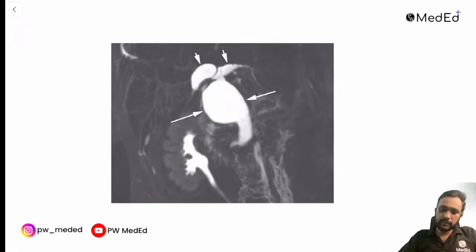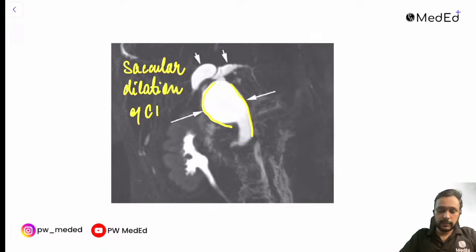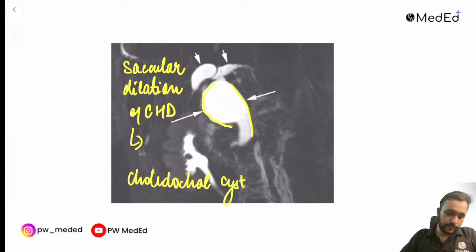So what are we able to see in this image? In this image we can see that there is fusiform, there is saccular dilatation of the common hepatic duct. Saccular dilatation of the common hepatic duct, and this is seen in a patient with choledochal cyst, right? Saccular dilatation of the common hepatic duct is seen in choledochal cyst, right?